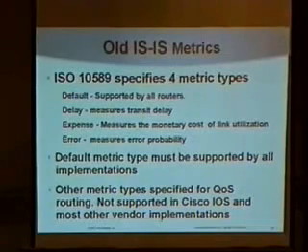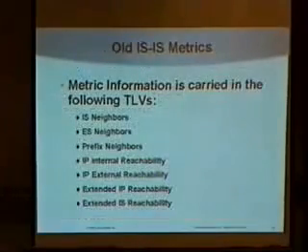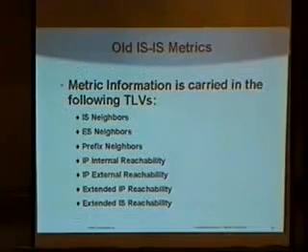Here we show the TLVs that have metric information. So your IS neighbors TLV, your ES neighbors, your previous neighbors. For us, routing IS-IS for IP, we would care more about the IP internal reachability information, and then the IP external reachability information, and the extended versions for traffic engineering.